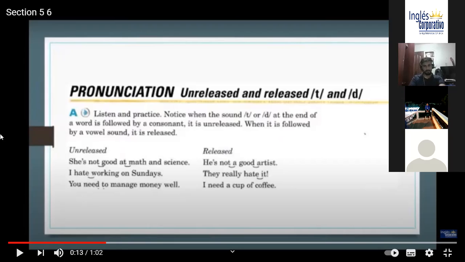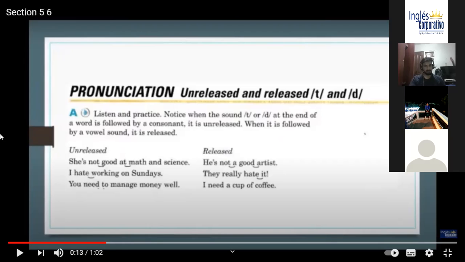But when we use a vowel followed by this, we make a sound that is a little bit longer. For instance, we have here, he's not a good artist. Good artist. Okay, artist, I mean. They really hate it. Okay, hate it.